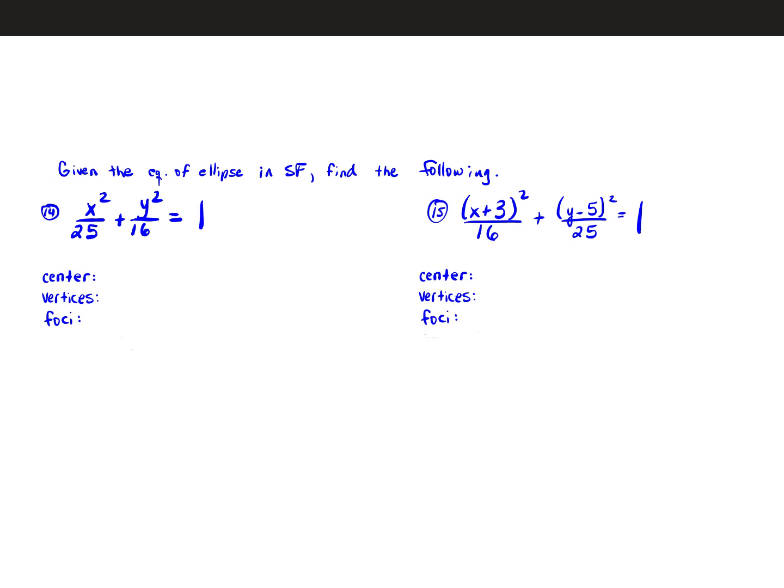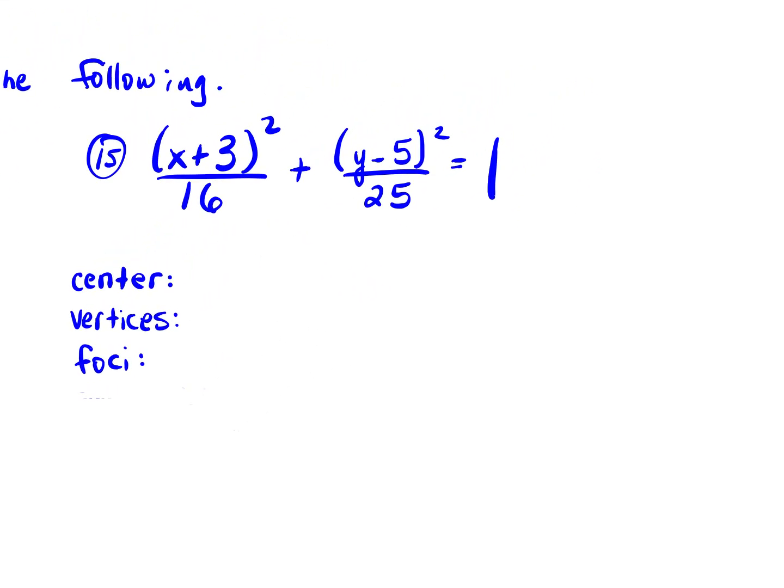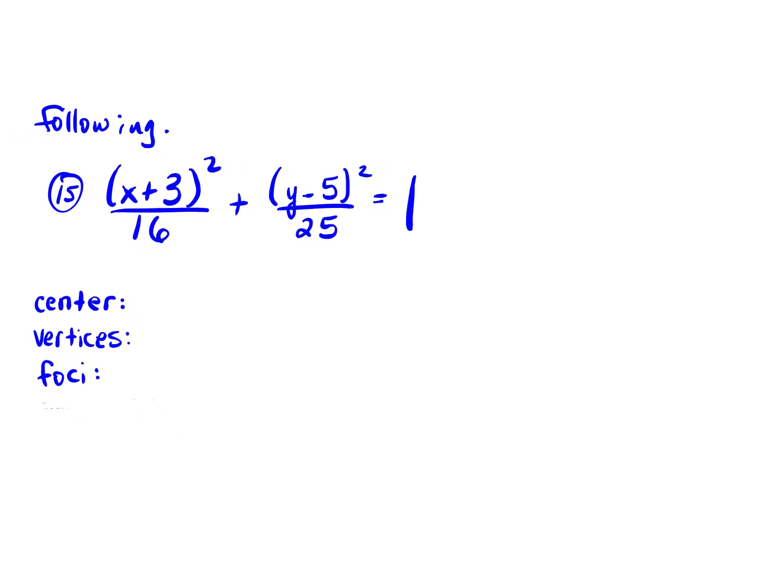So given the equation of the ellipse in standard form, find the following. So find the center, vertices, foci. So right off the bat, we can name our center. So what would our center here be? Negative 3, 5. Perfect. That comes from our h and k.